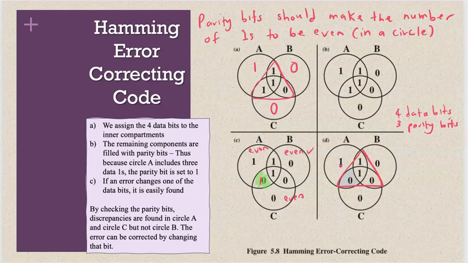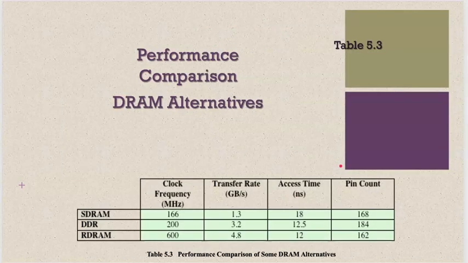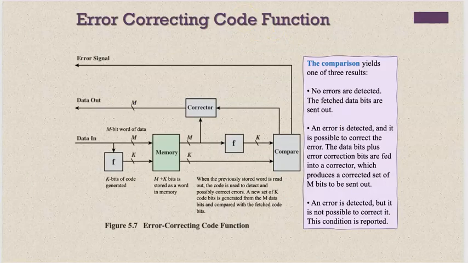Okay. So hopefully everyone understood that. Now we are going for a slightly harder problem. So we have seen the Hamming code applied in the form of Venn diagrams to help us better understand how it works. Now this figure 5.7 illustrates the process of how that happens.